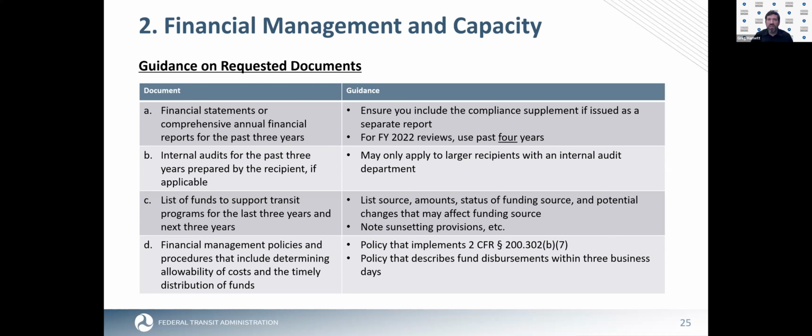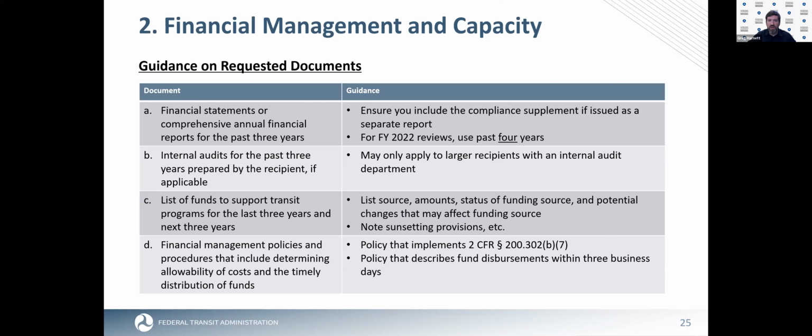There are 2 things that you absolutely must have in writing in your financial management policies and procedures. The first is you have to have something that addresses how your organization determines the allowability of costs. And the second is you need to have some discussion about the timely distribution of funds. What we're really talking about is ECHO disbursements there.